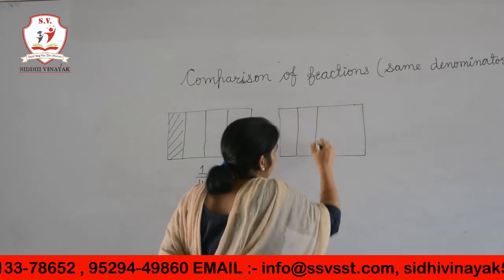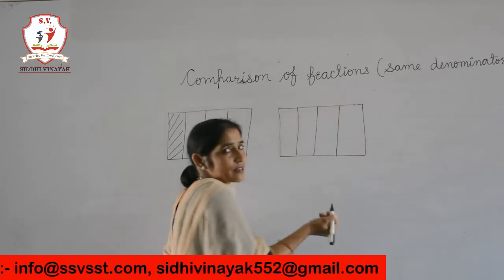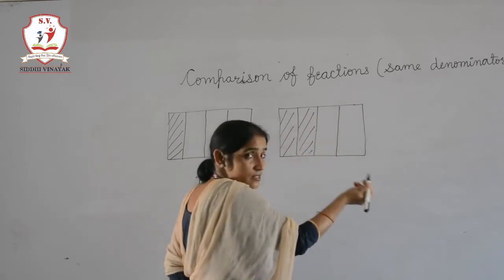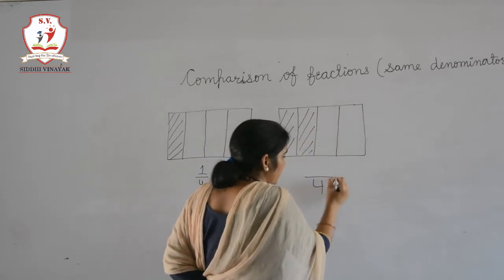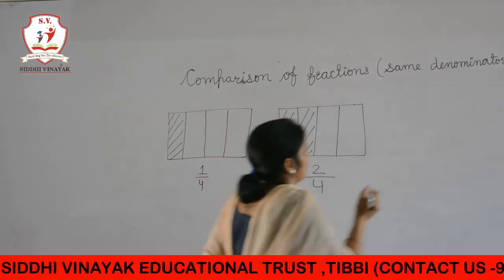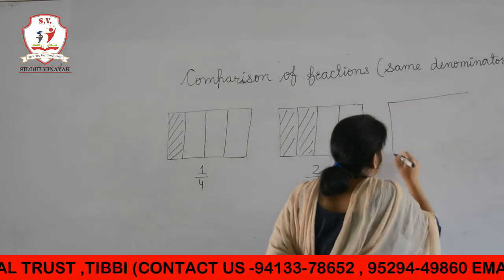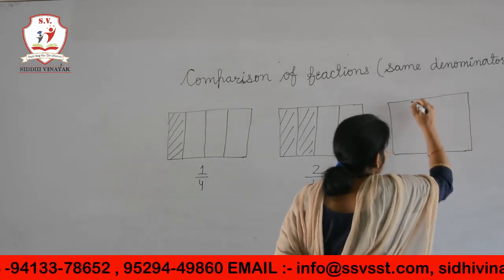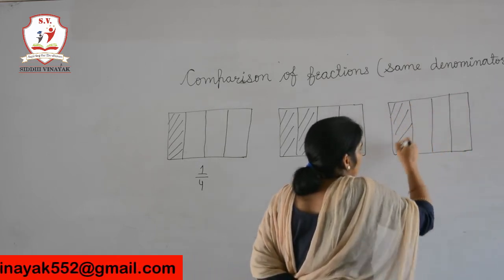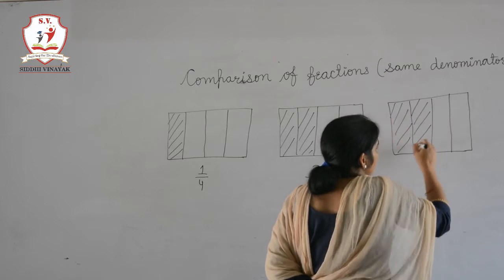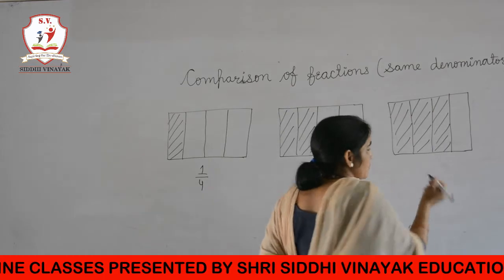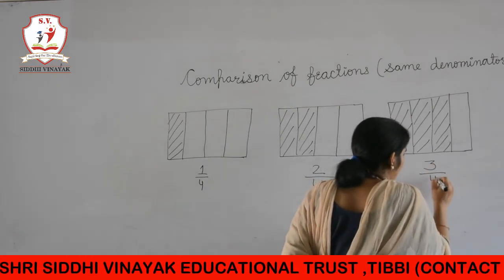We divided the second into 4 parts. 2 parts are shaded. Total parts are 4. 4 is our denominator. Shaded part is 2. 2 upon 4. And the third one is divided into 4 parts. Three parts are shaded. Total parts are 4. 3 upon 4.